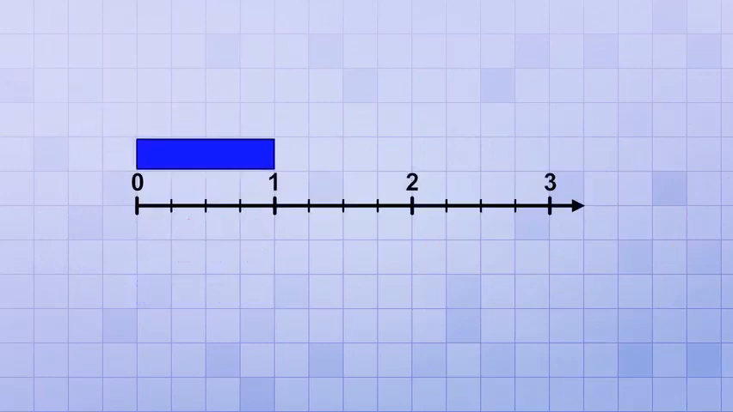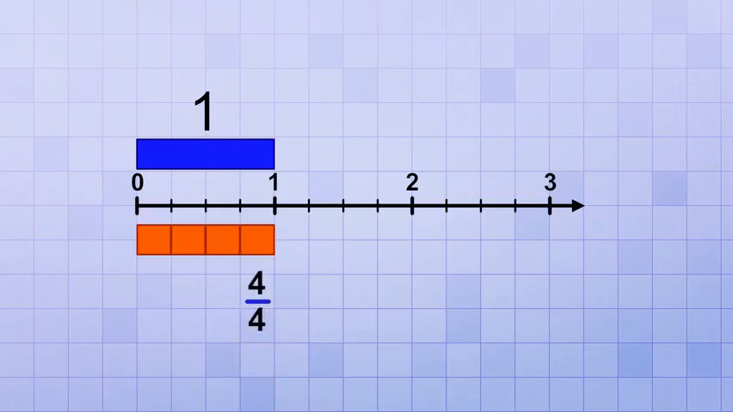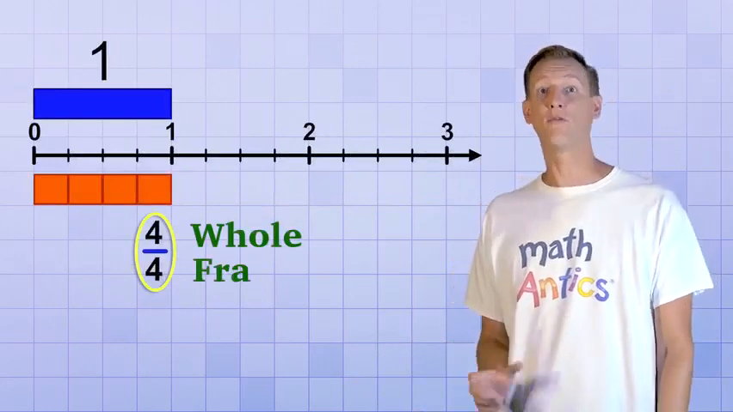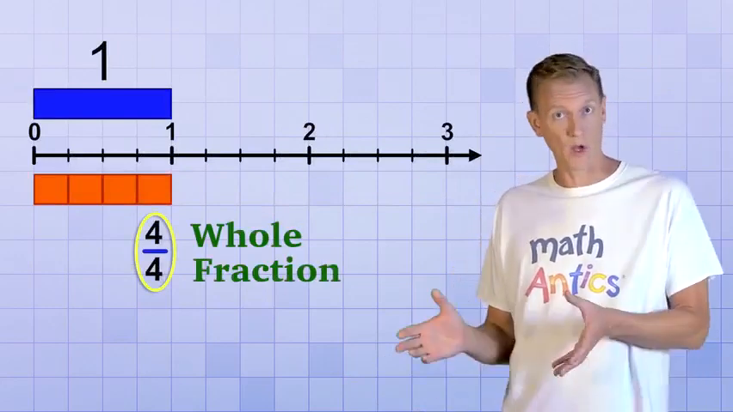So a block this size represents the amount 1, because it covers the distance from 0 to 1. While a block this size represents the fractional amount 1/4, because it only covers the distance from 0 to the first subdivision that we made, which is 1 out of 4, or 1/4. But suppose we add another fourth to the fourth we already have. That would give us 2/4. And adding another fourth would give us 3/4. And adding another fourth would give us 4/4. What's 4/4? Yep, it's what I like to call a whole fraction, because its value equals 1 whole.